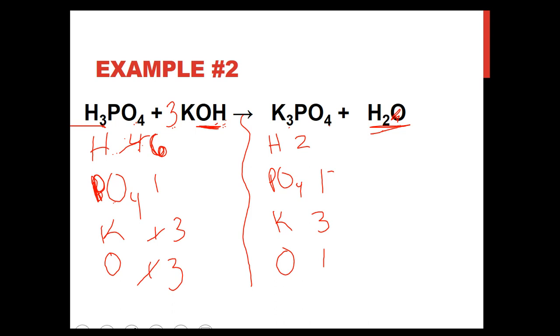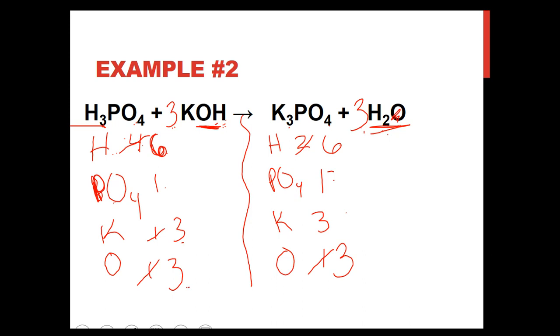So let's see. My K's are good, not my oxygens. Let's change oxygens. So if I have 3 on the left, I need to have 3 on the right. So the only thing I can do is put a 3 here. So now my oxygens are good. I have 3 of those. And now let's see how many H's I have. 3 times 2, I have 6. So let's check. I've got 6 and 6, 1 and 1, 3 and 3, and 3 and 3.